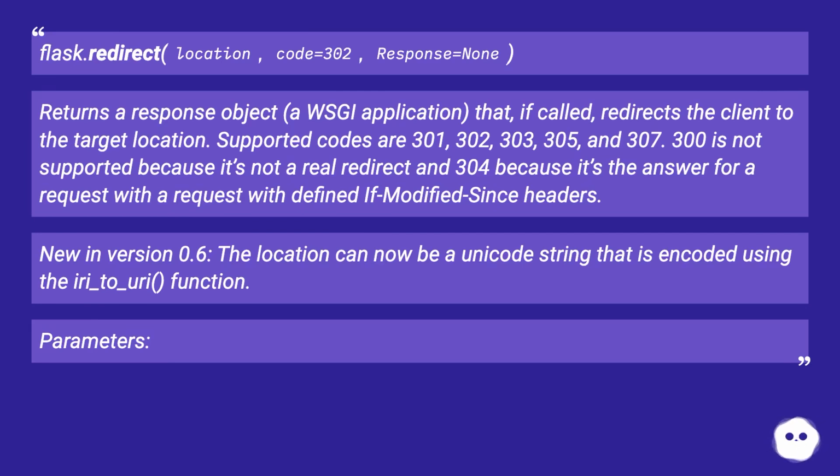300 is not supported because it's not a real redirect, and 304 because it's the answer for a request with defined if-modified-since headers. New in version 0.6: the location can now be a Unicode string that is encoded using the iri_to_uri function.